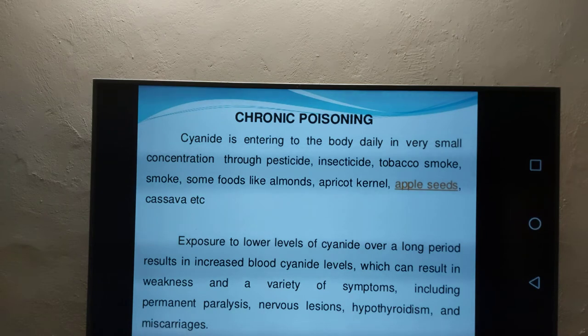Chronic poisoning is entry into the body daily in very small concentrations through pesticides, insecticides, tobacco smoking, and some food materials like almonds, apricot seeds and cassava leaves. Exposure to lower levels of cyanide over a long period results in increased blood cyanide levels, which can result in weakness and a variety of symptoms including permanent paralysis, nervous lesions, hypothyroidism and others.